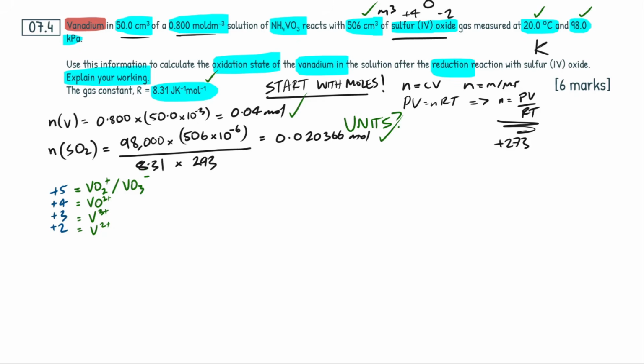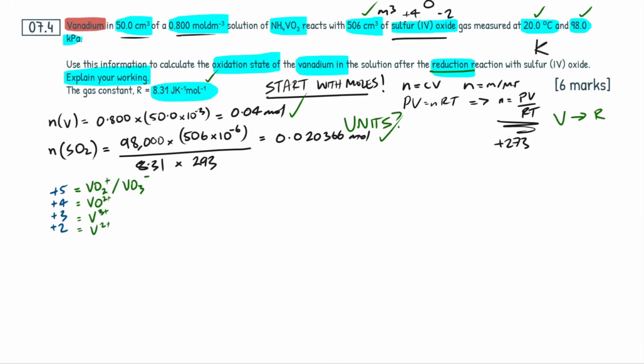And that's what we need to do. We need to calculate the oxidation state of vanadium after it's been reduced. So there's a clue here, guys. We know that the sulfur, so this also involves redox, right? If something reduces something else, it itself gets oxidized, oil rig, all that good stuff. So if the vanadium has been reduced, that means the sulfur within the sulfur 4 oxide compound has been oxidized, okay? So let's write that here.